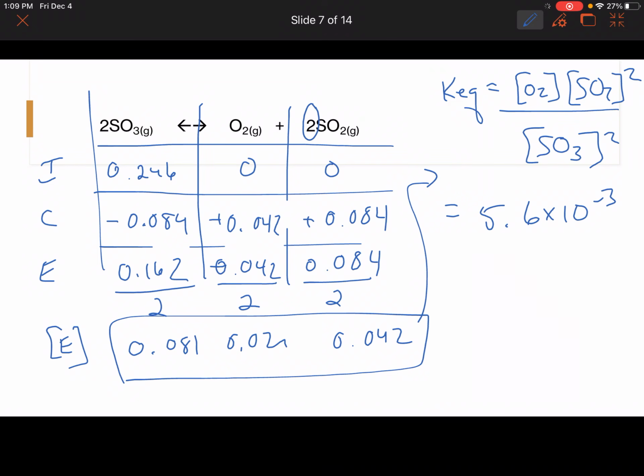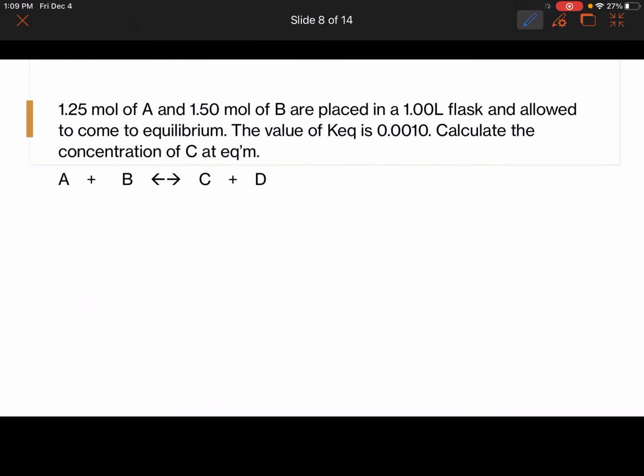Okay, so that would be how you solve those ones. So you just follow it through with the moles and then change it to concentration. Make sure you remember to do that before you put it into your KEQ expression.